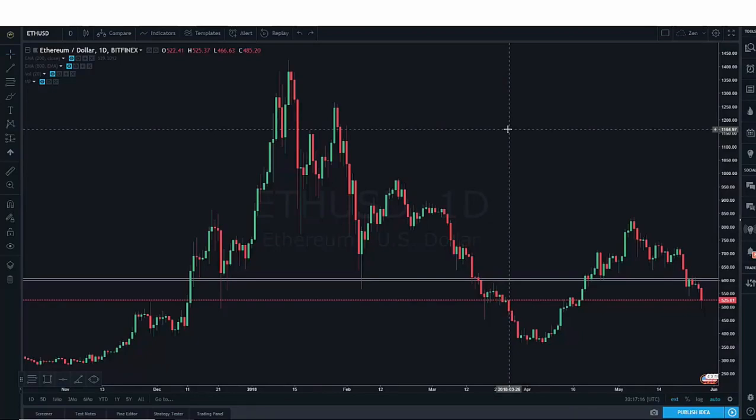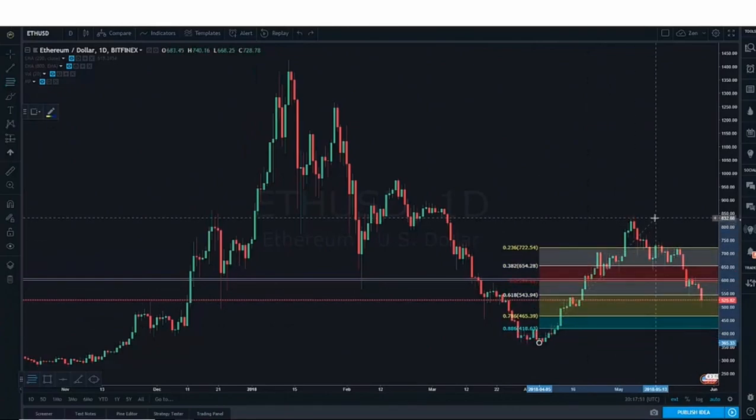Here on the daily time frame, we're going to be able to get an idea of what direction the market is trading in. And it's important for us to understand what direction the market is heading in so that we can now start to look at the probabilities of us getting into a profitable position. We can start to add things like our Fibonacci.